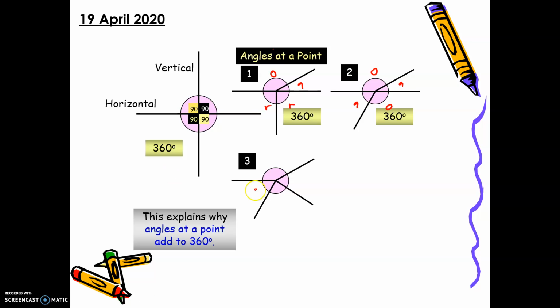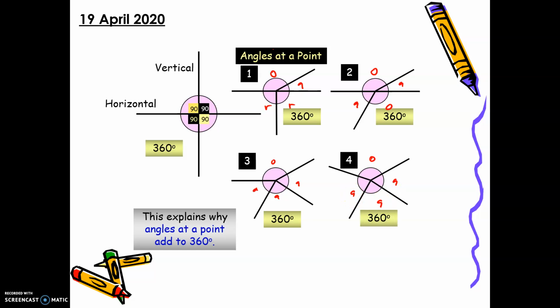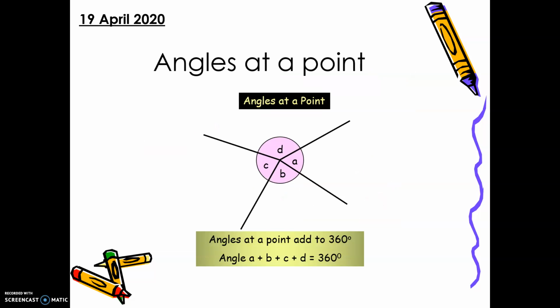We've got 3 acute angles and an obtuse angle, 360. And the fourth one there is the obtuse, acute, acute, acute, again 360. So basically the rule is all of those 4 angles should add up to 360. So if we know their values, we can work them out.